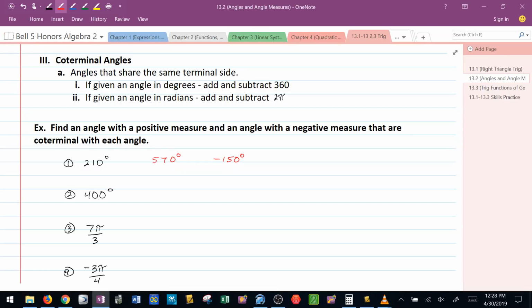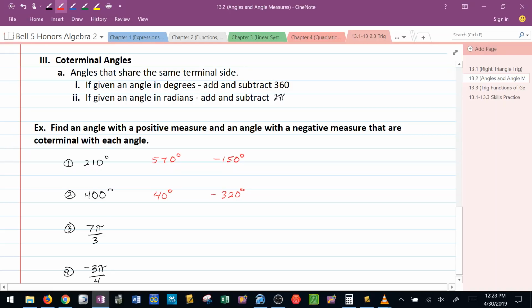So what if I have a 400 degree angle? Well, I know that 400 degrees has already done one full trip around the circle and then some. So whenever I have 400 or something larger than 360, I'm going to get it back to that first trip around the circle by subtracting 360. In other words, I know that 400 degrees is exactly the same terminal side as a 40 degree angle. And then I take that 40 degree angle and I subtract 360, and that's going to give me my negative coterminal angle, or negative 320 degrees.